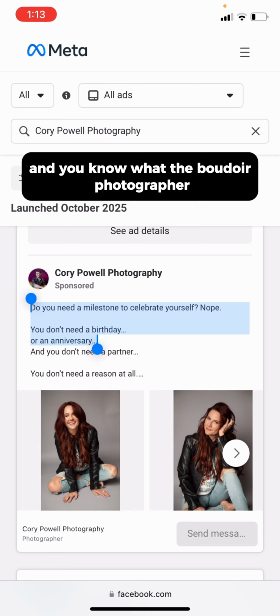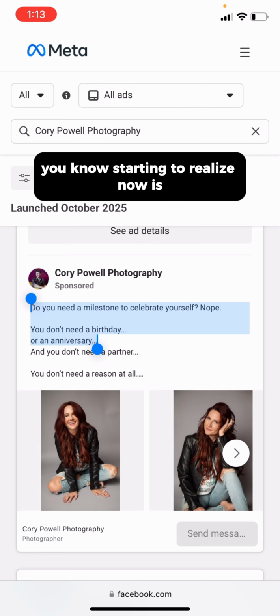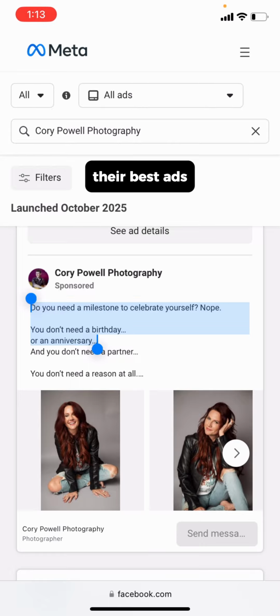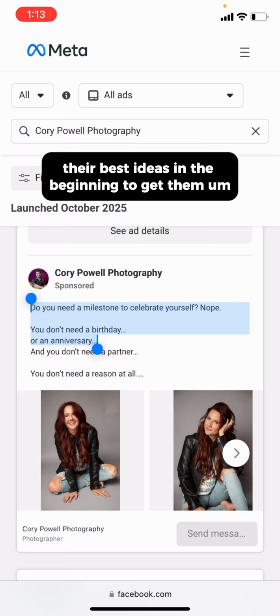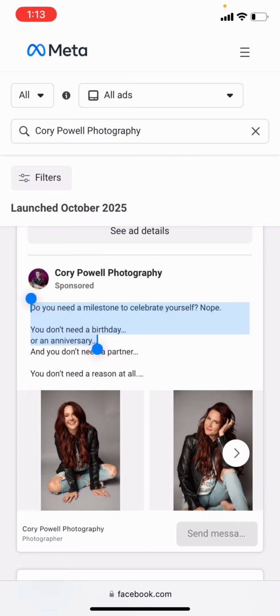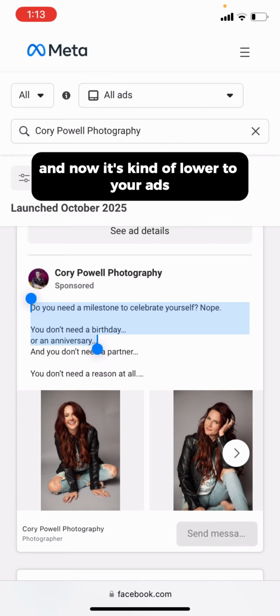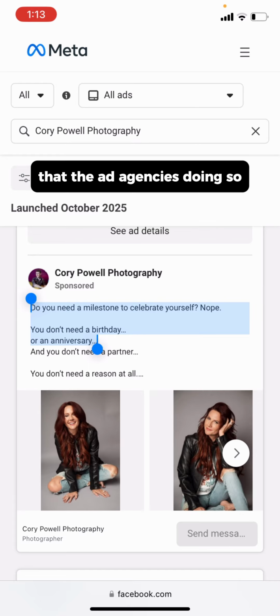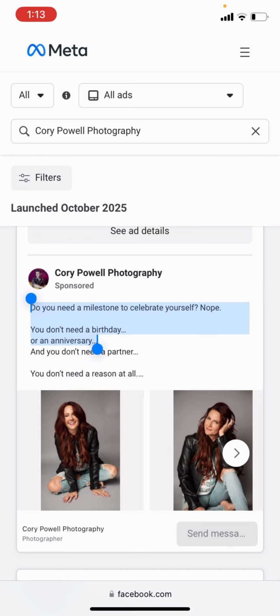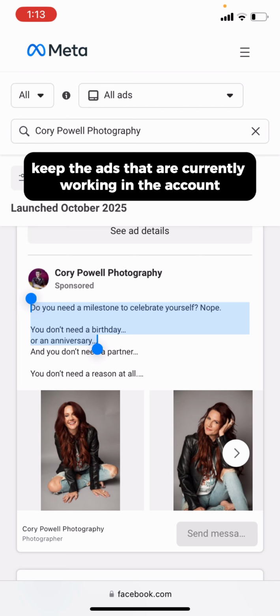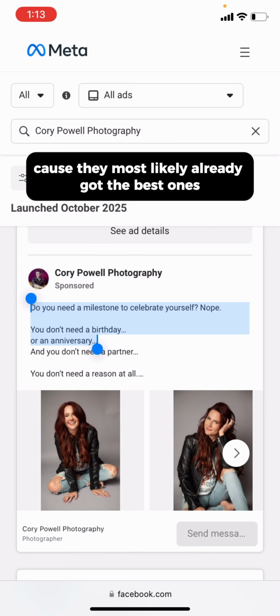What the boudoir photographer is starting to realize now is that the ad agency probably gave them their best ads, their best ideas, in the beginning to get them hooked. And now it's the lower-tier ads, which is why it's the same ad spend and worse results over time. So the boudoir photographer is probably just going to kick them to the curb and keep the ads that are currently working running in the account, because they most likely already got the best ones.